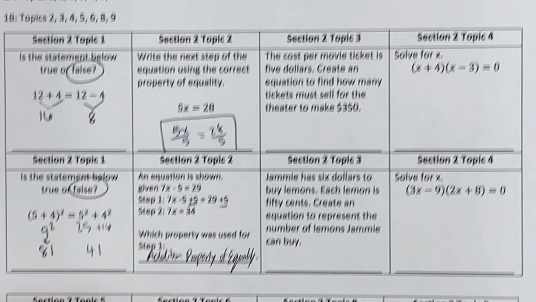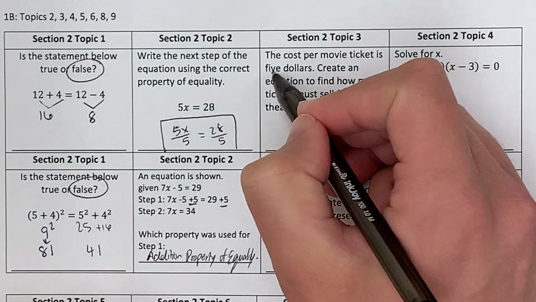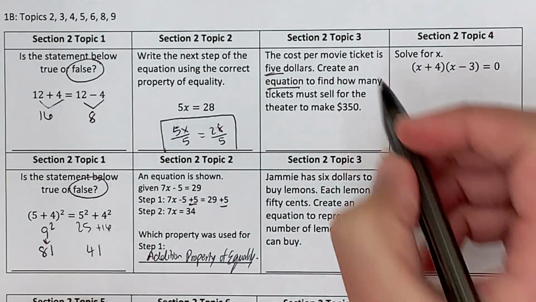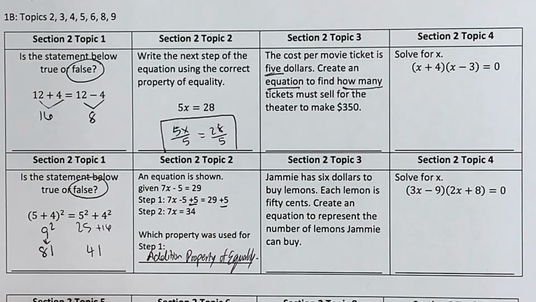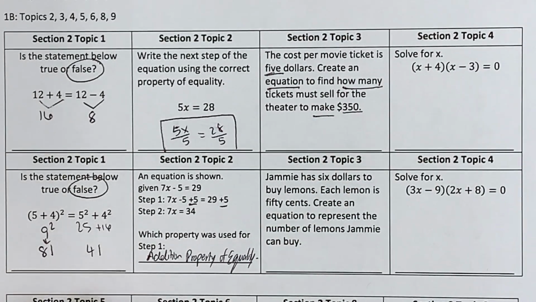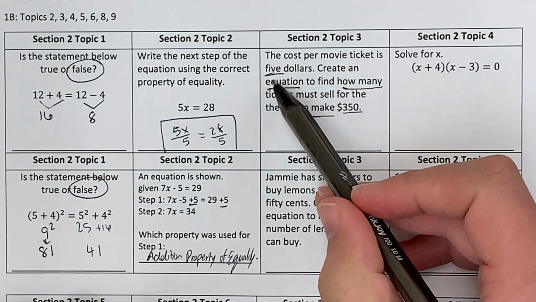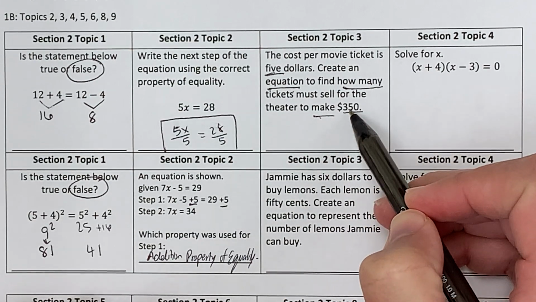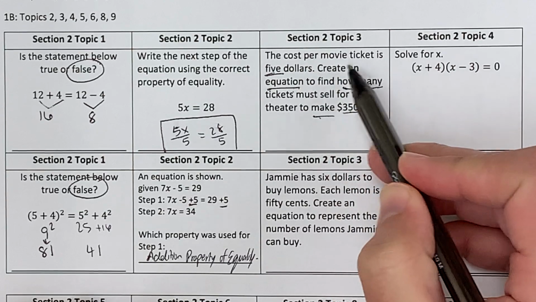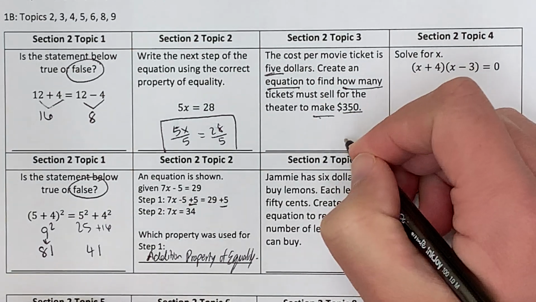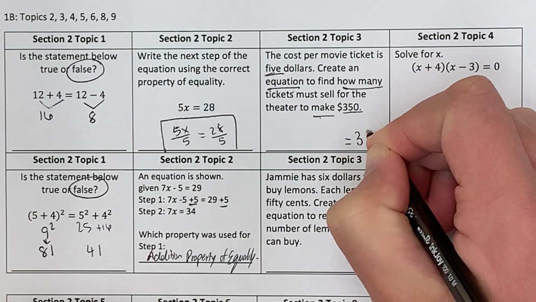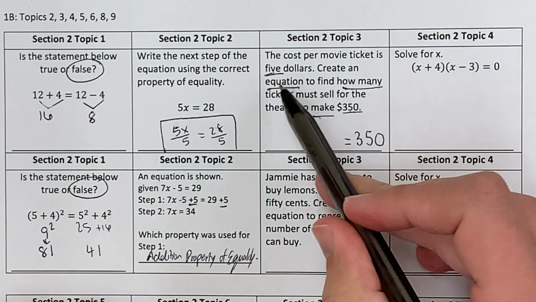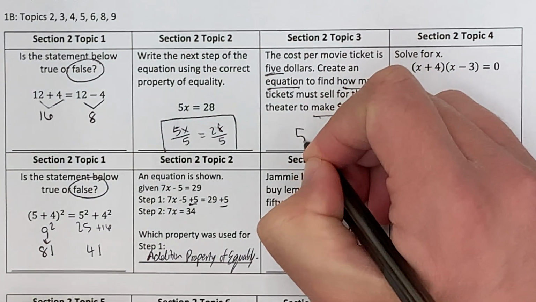All right, section 2, topic 3. The cost per movie ticket is $5. Create an equation to find out how many tickets must sell for the theater to make $3.50. So I underlined everything of importance, right? 5, equation, how many, make $3.50. So let's review it. So everything here makes $3.50. So make is going to be our equal sign, and $3.50 is going to be on the other side of that equal sign. Now it says a movie ticket is $5, so that would be 5. So let's write down 5.